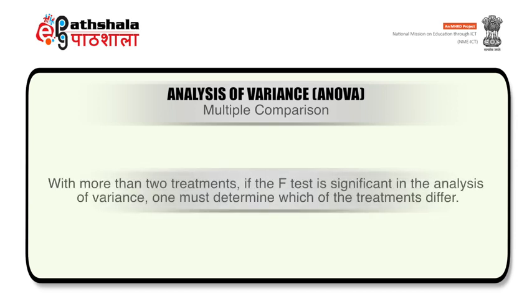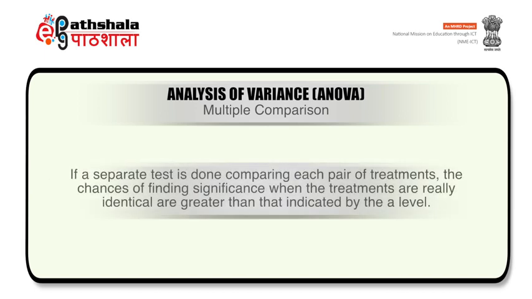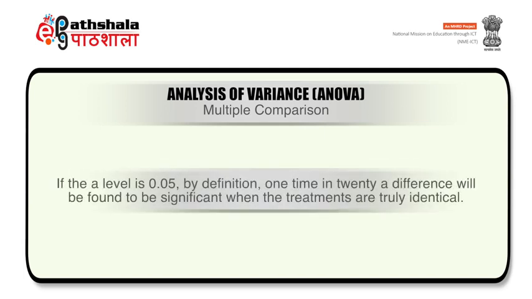With more than two treatments, if the F test is significant in the analysis of variance, one must determine which of the treatments differ. If a separate test is done comparing each pair of treatments, the chances of finding significance when the treatments are really identical are greater than indicated by the alpha level. If the alpha level is 0.05, by definition, one time in 20 a difference will be found to be significant when the treatments are truly identical.